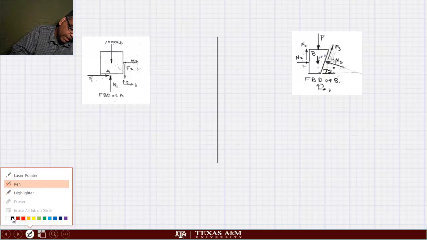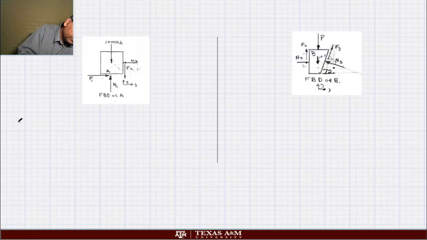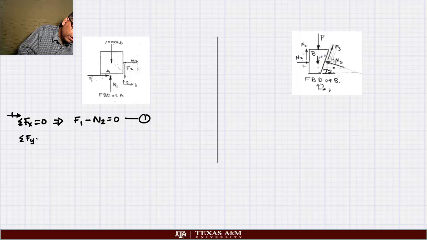Let me use a black color. Summation of all the forces in the x direction, this way positive, equal to 0 gives me F1 minus N2 equal to 0. That's equation 1. Summation of all the forces in the y direction equal to 0, this way positive, gives me N1 minus 1000 pounds minus F2 equal to 0.